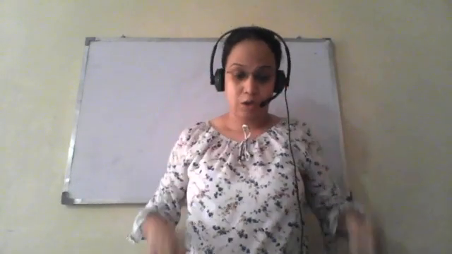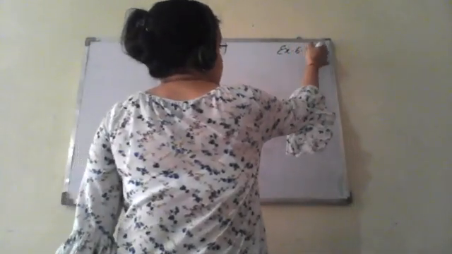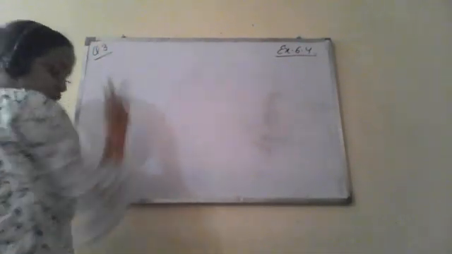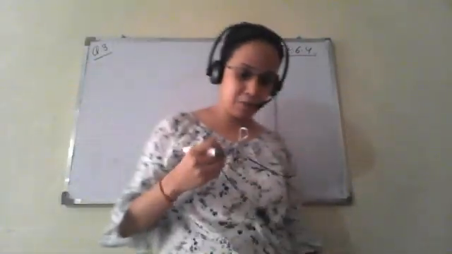Standard 8 Maths Chapter 6 Squares and Square Root. Hello everyone. So we will continue with question 3 of exercise 6.4. This is exercise 6.4, question number 3. So we have to find the square root of some decimal numbers.